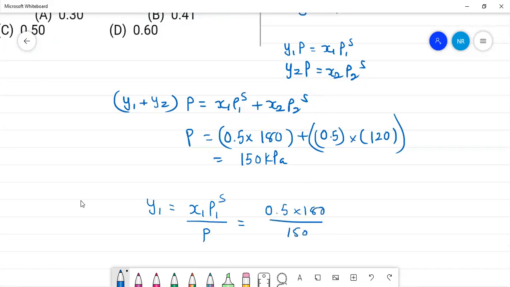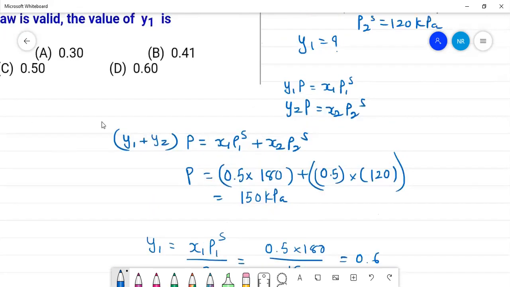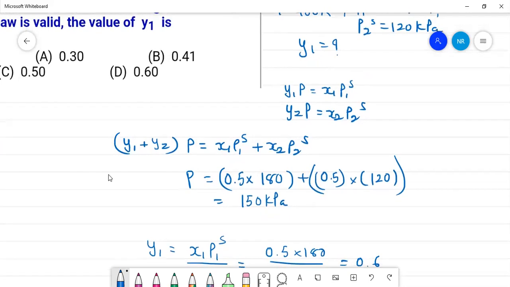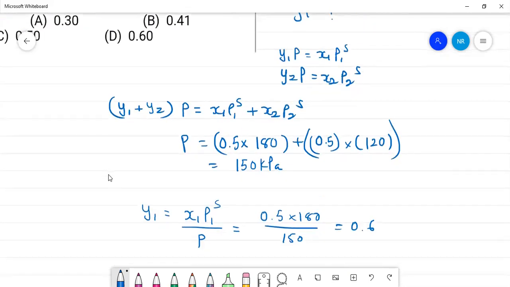So 0.5 multiplied by 180 divided by 150. So it's 0.6. Y1 value will be 0.6. Is there any option? 0.6? Yes, D will be the option. Answer is D.